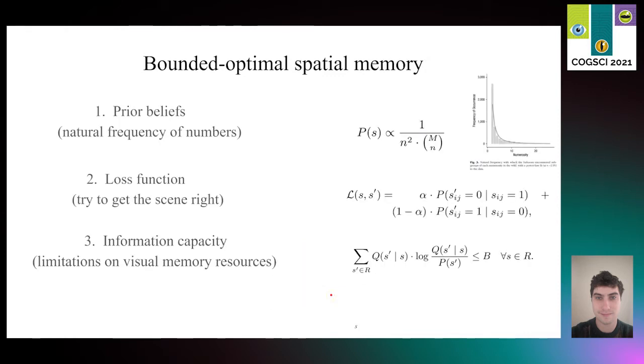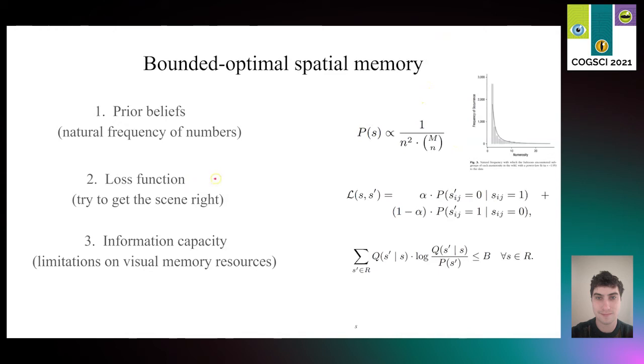I'm not going to go into the math, but basically there are 3 components that go into a constrained optimization problem, which will allow us to derive the optimal psychophysical function. The first is that we assume that the viewer has prior beliefs about how likely different scenes are, and that's a function of the number of objects. There's been previous work showing that the frequency of number is proportional to 1 over n squared. And then there's a term here for the number of ways to represent n objects in a grid with m cells.